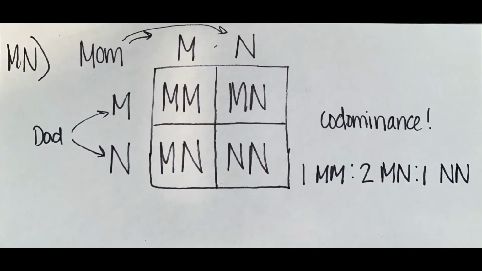So now we're going to work through some Punnett squares. On these, we're going to put the mom's alleles on the top, the dad's alleles on the side. It doesn't really matter, but that's how we're going to do it here. At the first locus, the MN locus, we can see that when you have the mom and the dad crossed, you get one MM offspring, two MN, and one NN.